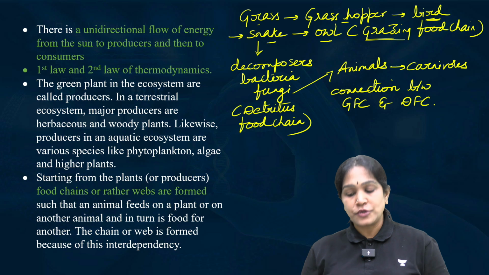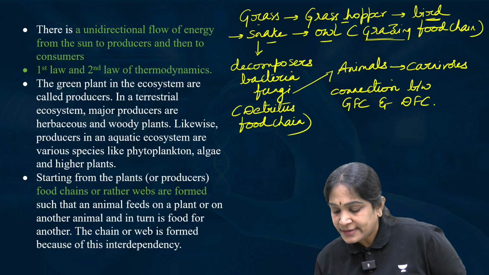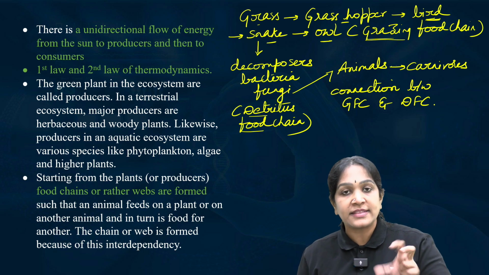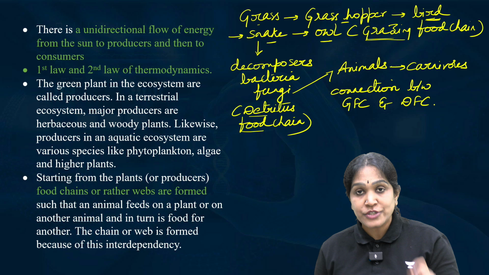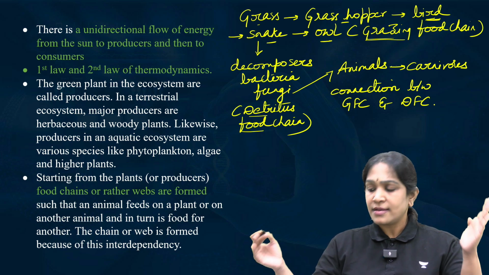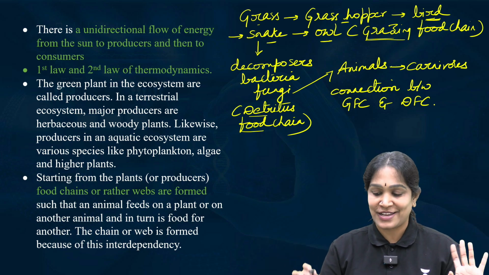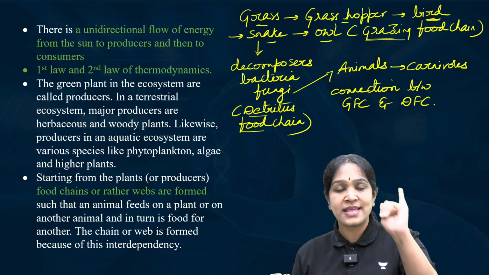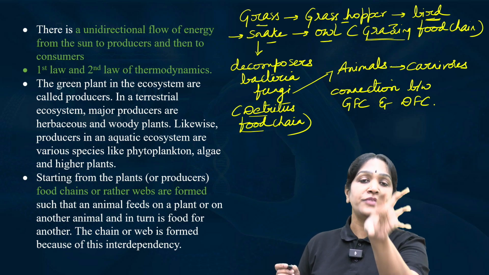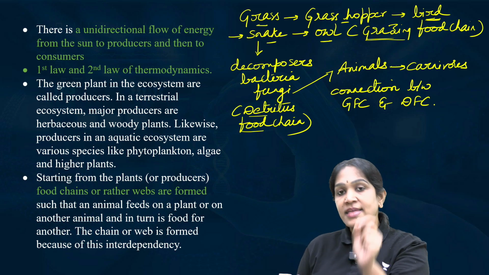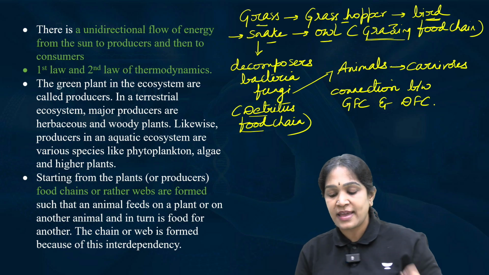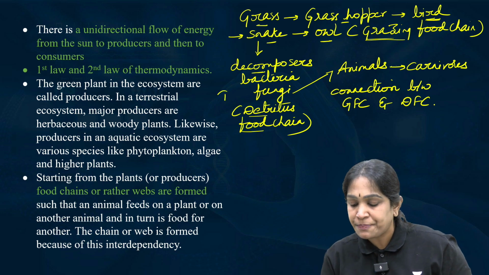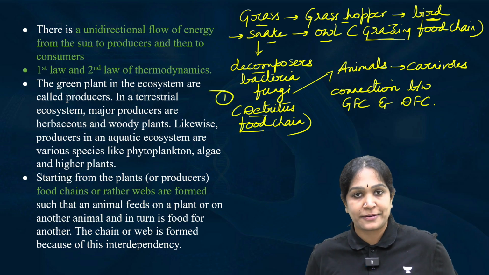The other type of food chain is called detritus food chain. As I told you, the detritus food chain will begin with the death of an organism. Which organism? All the components of the grazing food chain. I mean grass or the grasshopper or the bird or the snake or the owl. When any of these organisms die, then what happens? The bacteria and fungi will start decomposing this. So decomposition is step 1 in the detritus food chain.